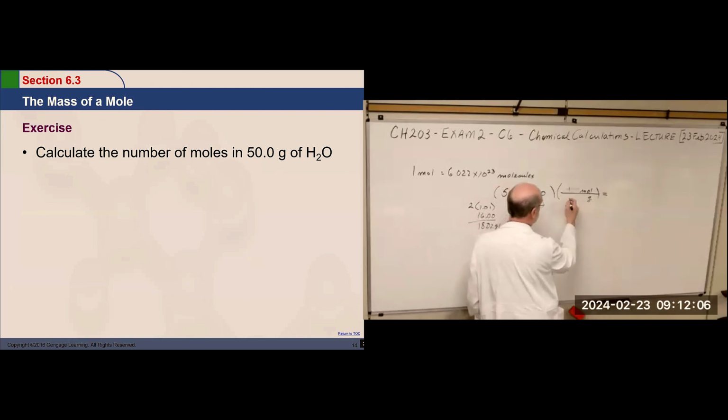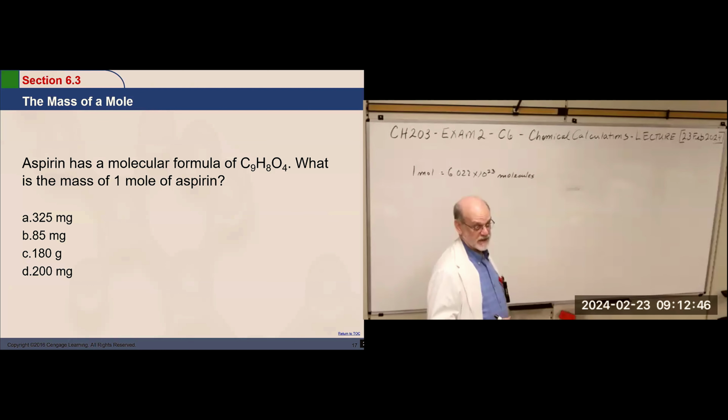All right, how about aspirin. Aspirin's been around a long time. I mean, it was here before the turn of the 20th century. C9H8O4. You know what its chemical name is? Not that you need to know, but I'm just curious. It's called acetyl salicylic acid.